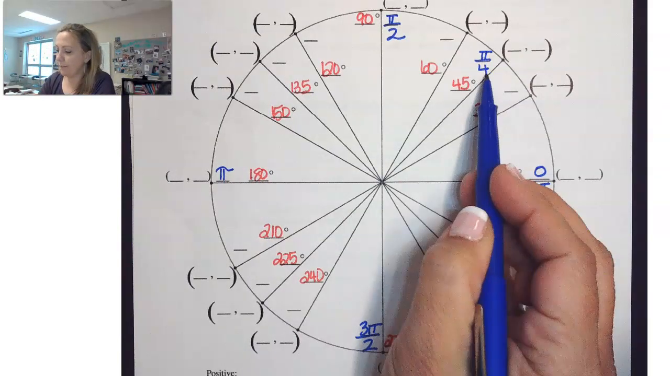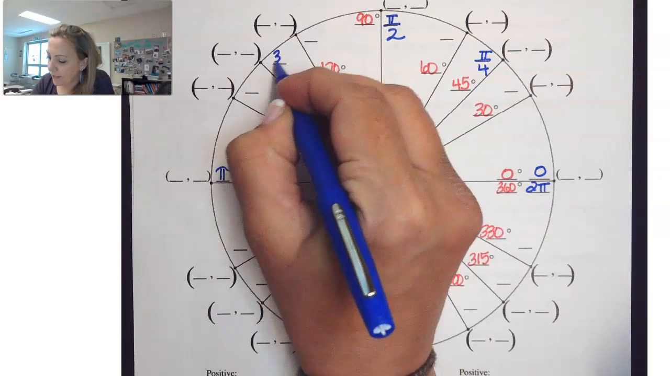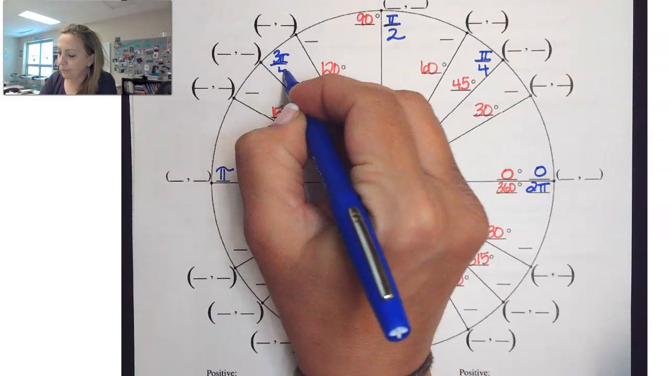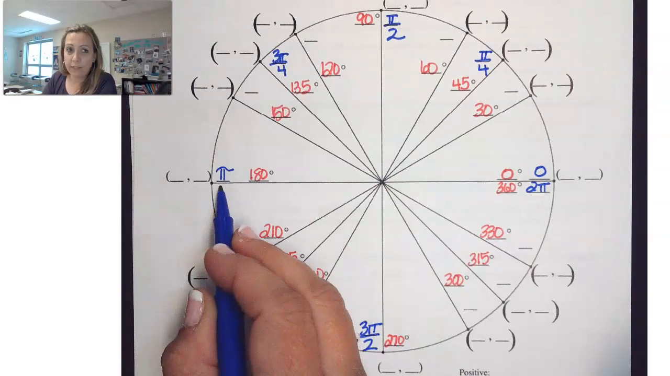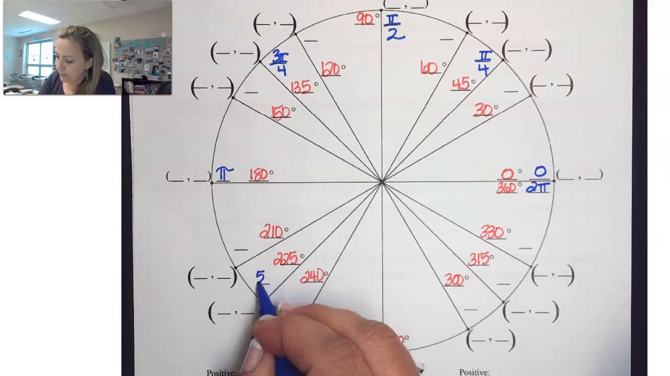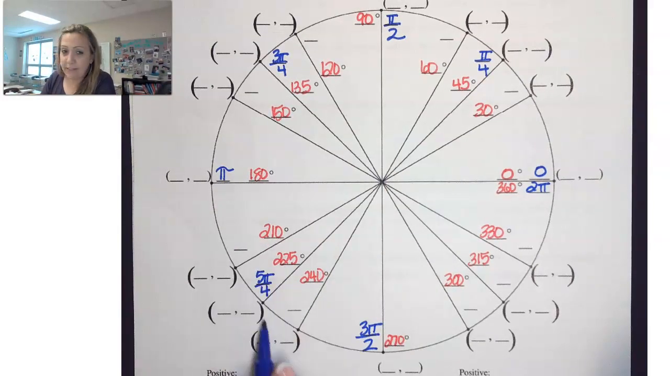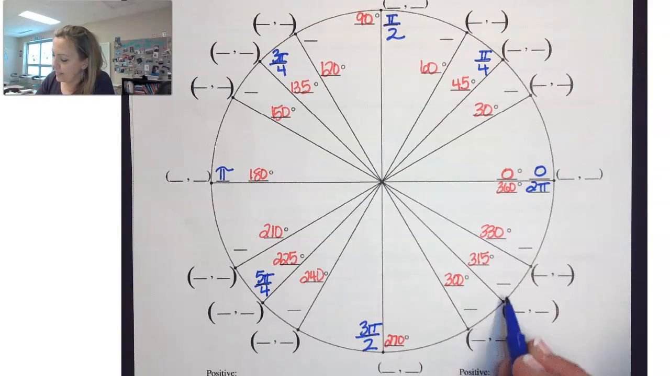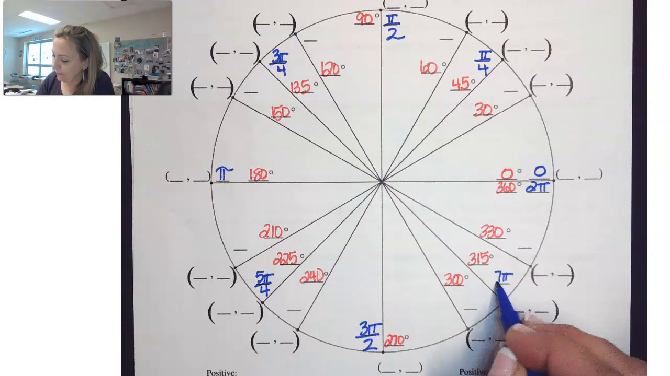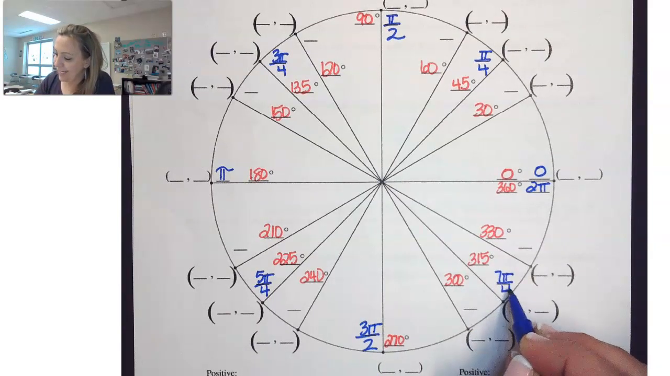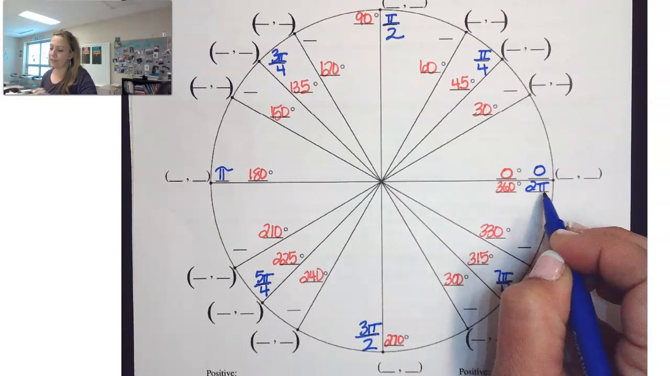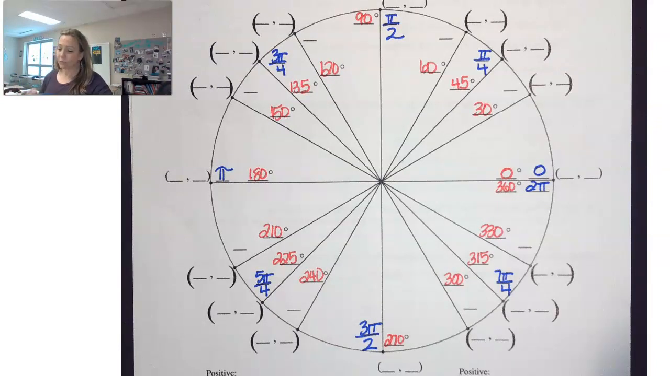So where I did the 45 degrees, we're going to count by pi fourths. So pi fourths, pi halves, that's 3/4. 4/4 is the same as 1. 5/4 is at the 225. 6/4, which is 3/2, is at the 270. 7/4 is at 315 degrees. And 8/4, which is 2 pi, is at 360 degrees. Okay.